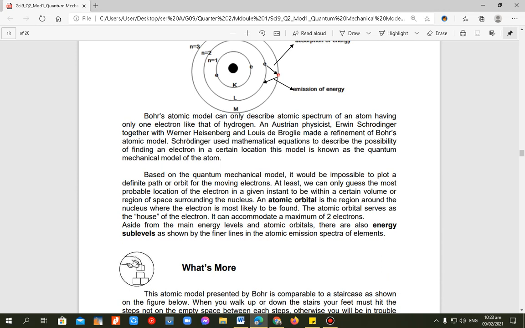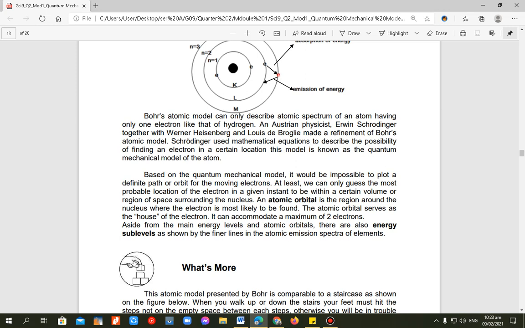So, ano ba yung atomic orbital na sinasabi natin dito? An atomic orbital is the region around the nucleus where the electron is most likely to be found. So, nakikita natin yung mga electrons sa atomic orbital natin. The atomic orbital serves as the house. Tandaan nyo po yan. Atomic orbital serves as the house of the electron. And it can accommodate a maximum of 2 electrons.